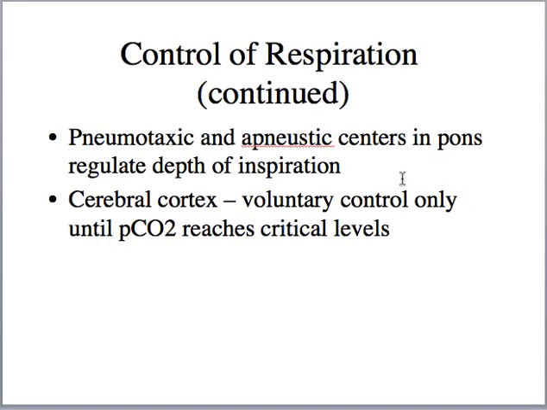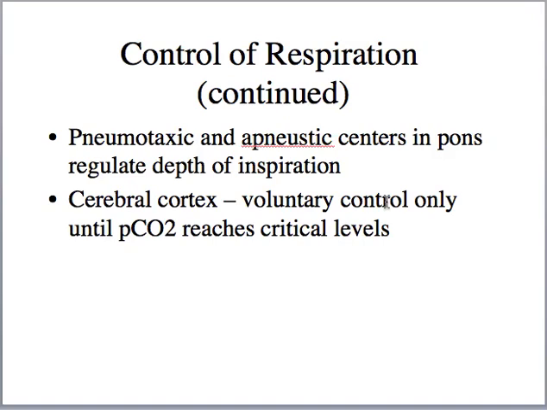Okay, also in the brain, we've got another center in the pons. Remember the pons? We have these two centers, actually, the pneumotaxic and the apneustic centers. These centers will regulate the depth of inspiration, how deep you breathe in. And then your cerebral cortex, meaning your thought processes, you can actually control your breathing.